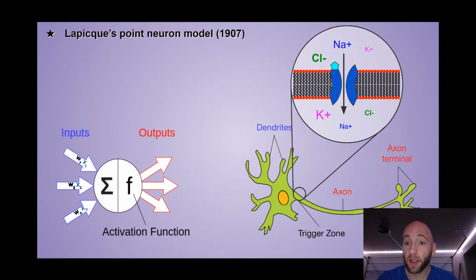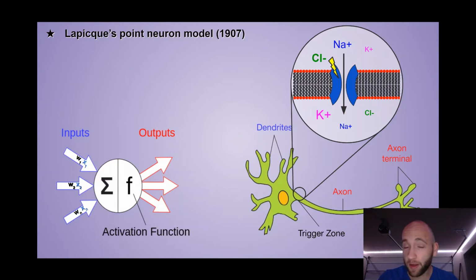So here, that's what this blue pentagon has done. It's going to be here for just a little bit, long enough to change the shape such that sodium can pass through its concentration gradient from outside the cell into inside the cell.